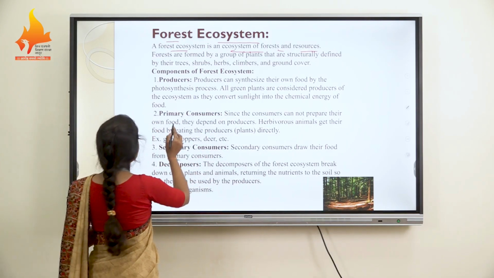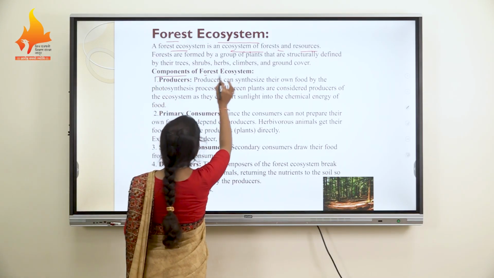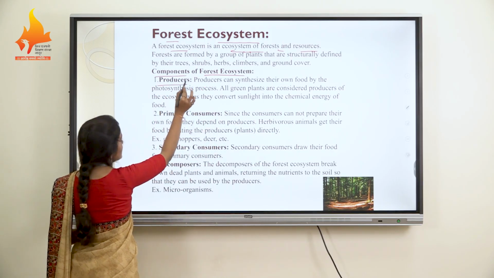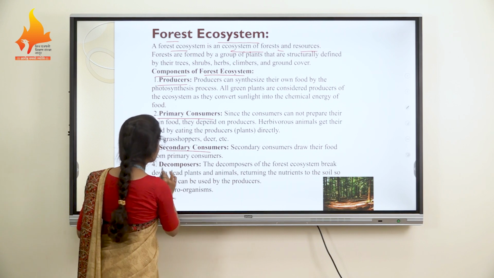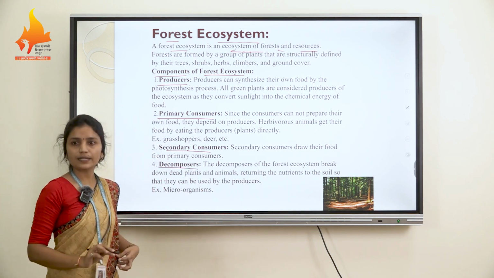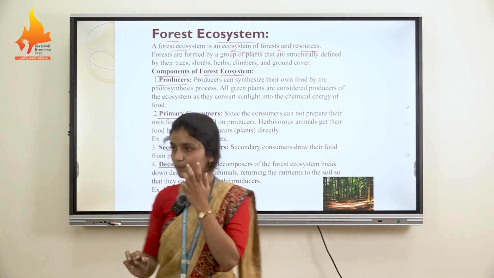What are the biotic factors or the biotic component of the ecosystem? The producers, then consumers, that is primary consumers, secondary consumers, and the decomposers. These are the biotic components of the ecosystem.